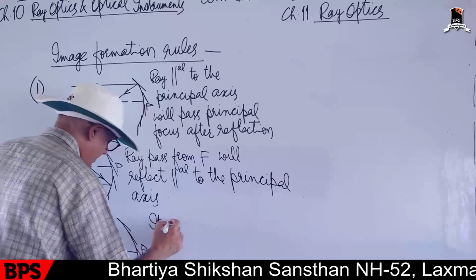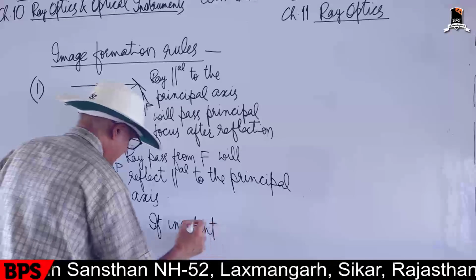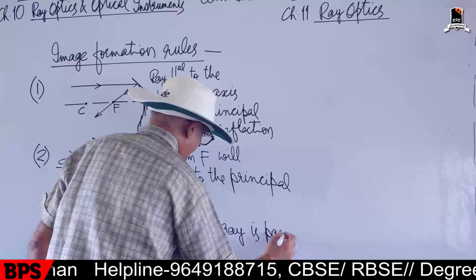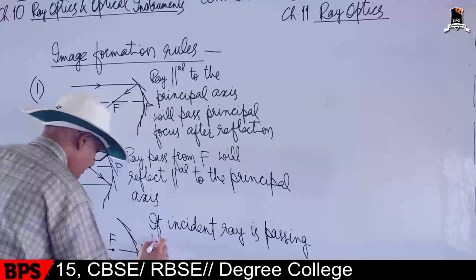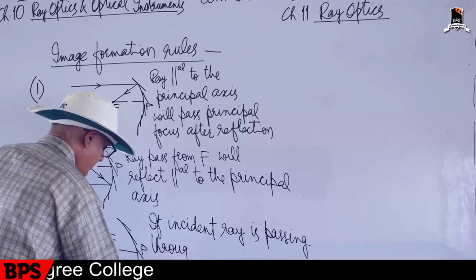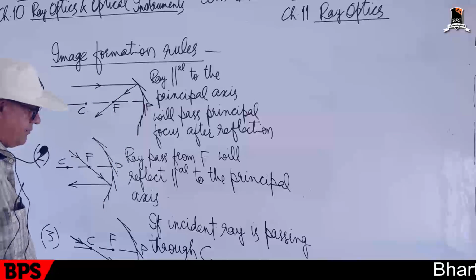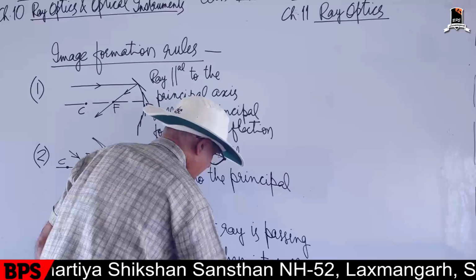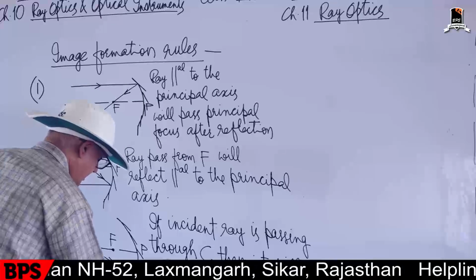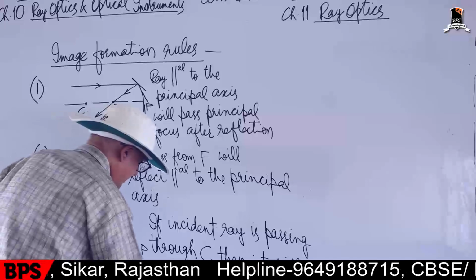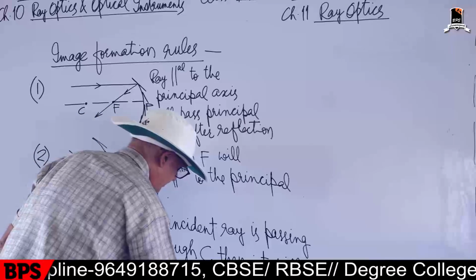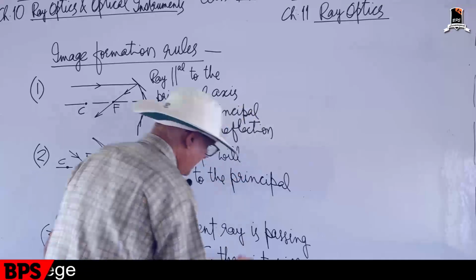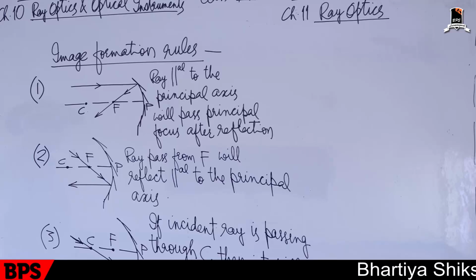If the incident ray is passing through C, the center of curvature, then it will reflect back through C. So, this is the third rule for image formation.